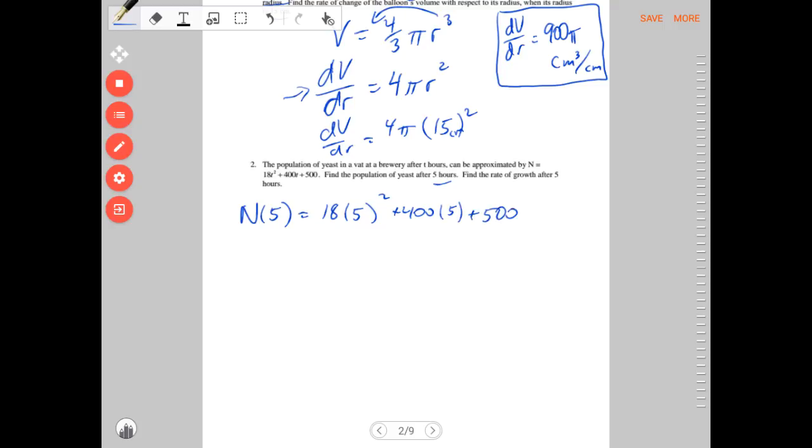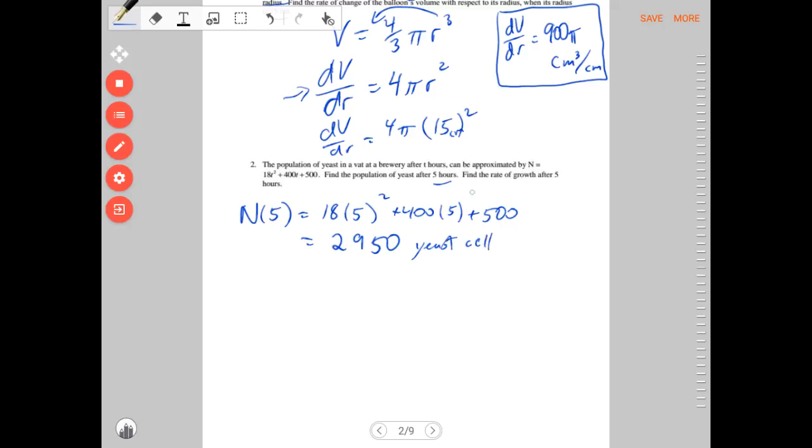Okay, so we just get our calculator out here. Nice and handy. Pretty straightforward. So, 18 times 5 squared plus 400 times 5 plus 500. Okay, so that is 2,950. So the population is 2,950 yeast cells or bacteria, whatever, something like that.